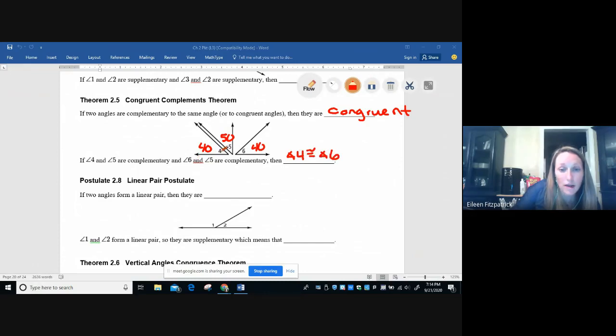So if two angles, meaning 4 and 6, are complementary to the same angle, then those two angles have to be congruent. I know it's kind of wordy, but if you think about it, it actually does make logical sense.